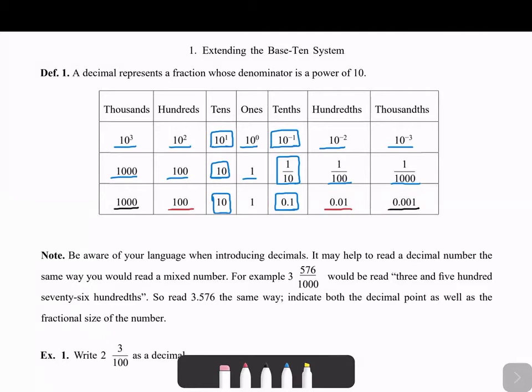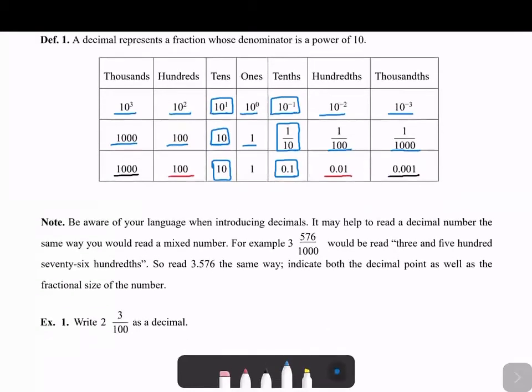Another thing when we introduce this, relating it to fractions, is that the ways we talk about these things can make them easier or harder for students to understand. It may help to read the decimal the same way you would read a fraction. For example, if we are reading this number right here, we would read it 3 and 576 hundredths. Ooh, that should be thousandths. My apologies. So this is 576 thousandths.